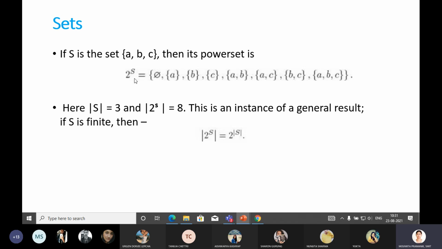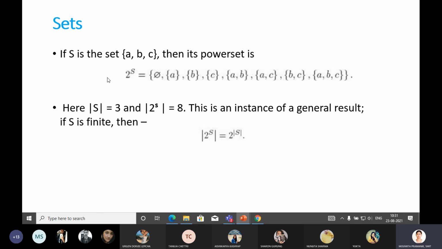The power set 2 to the power S is the combination of all its subsets. So it has the null set, A, B, C, AB, AC, BC and ABC. This is the power set of this set. Get that?